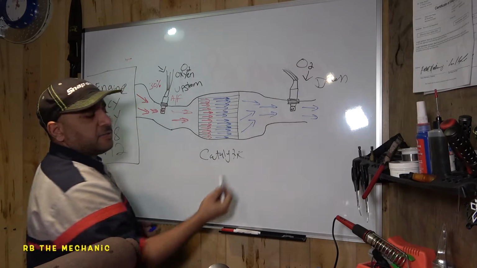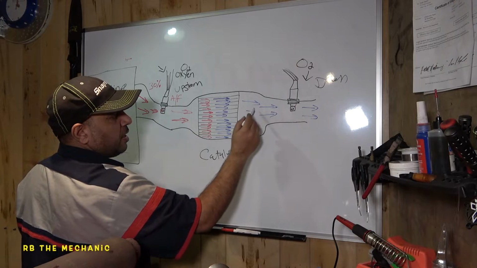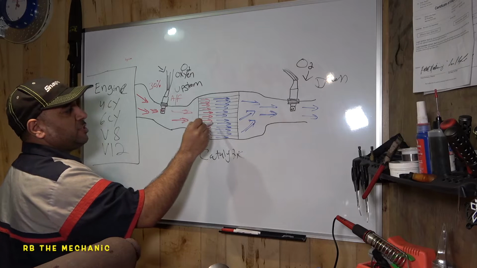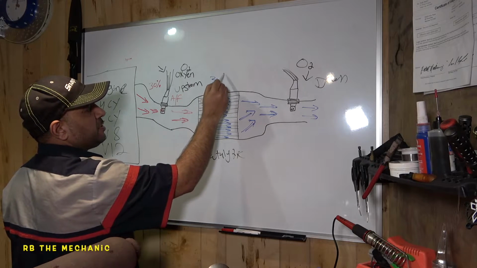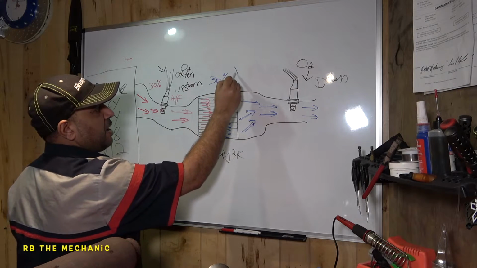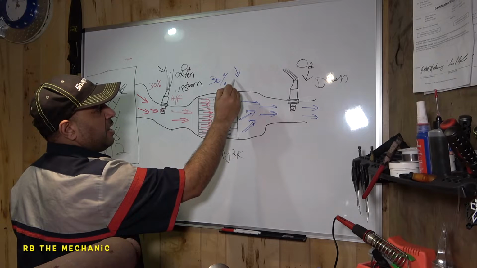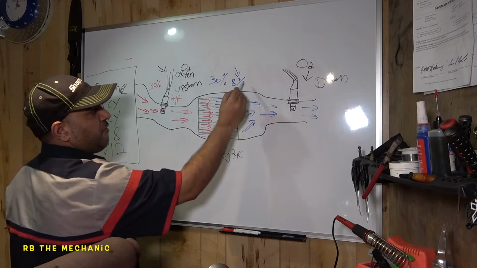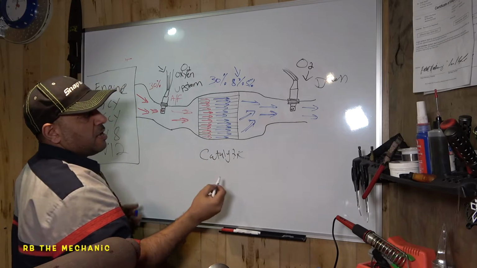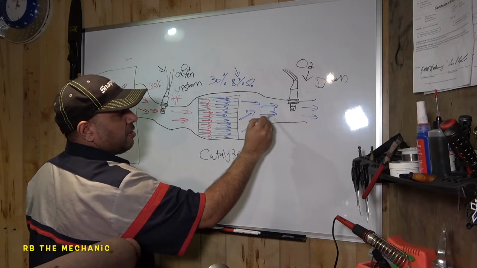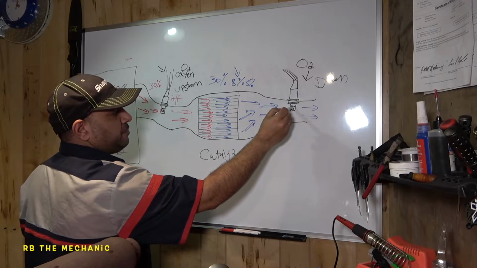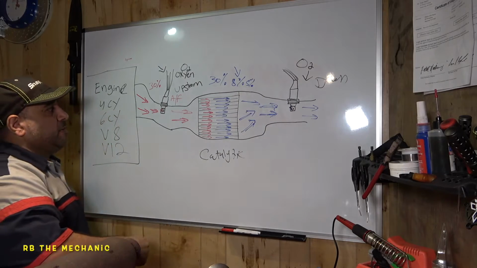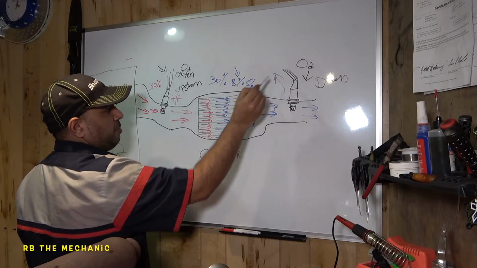This sensor here is going to determine how much is the outflow. Did this do its job? Did it bring 30% of emission down to maybe, let's say, 8% or 5%? Those gases are going to hit this sensor here, and it's going to create a voltage signal and send a signal to the computer.